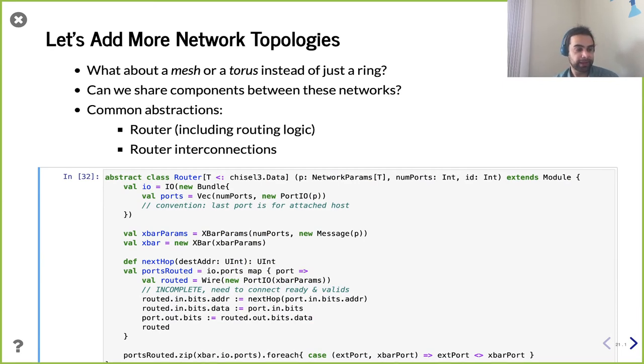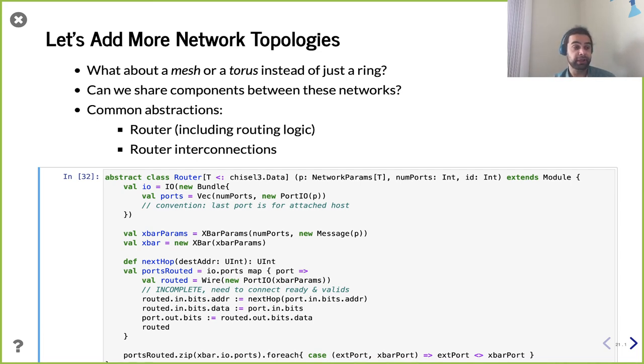you may say, well, what if I want to do more topologies? So we did a ring. Maybe your next file in the network object is a mesh, like a 2D grid of connections. A torus is a mesh that has links wrapping around like a ring. So a ring is kind of like a 1D torus. We could have a 2D torus, for example.